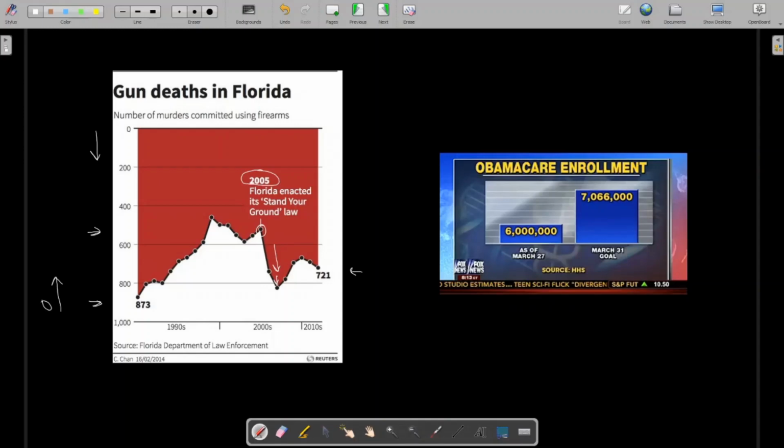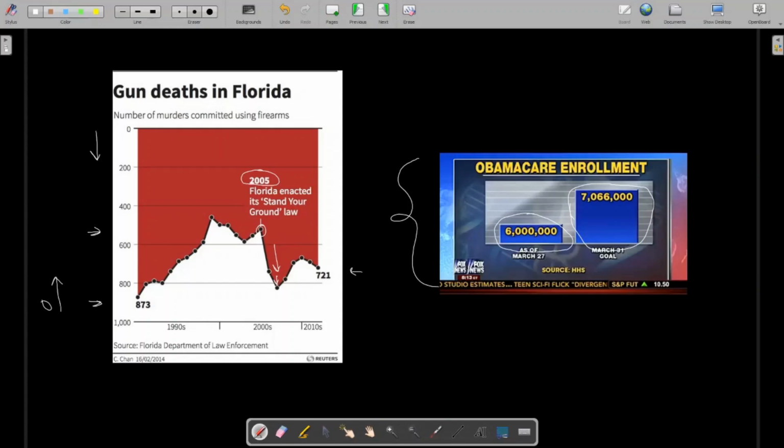And then this last one, this one is again pretty egregious. It's just an example of bad scaling. We see that this very tiny bar here represents 6 million, and this really large bar, which is about triple its size, is 7,066,000. And you might look at that graph and go, wow, there's been an incredibly large change from one to the other, from March 27th versus the March 31st goal.